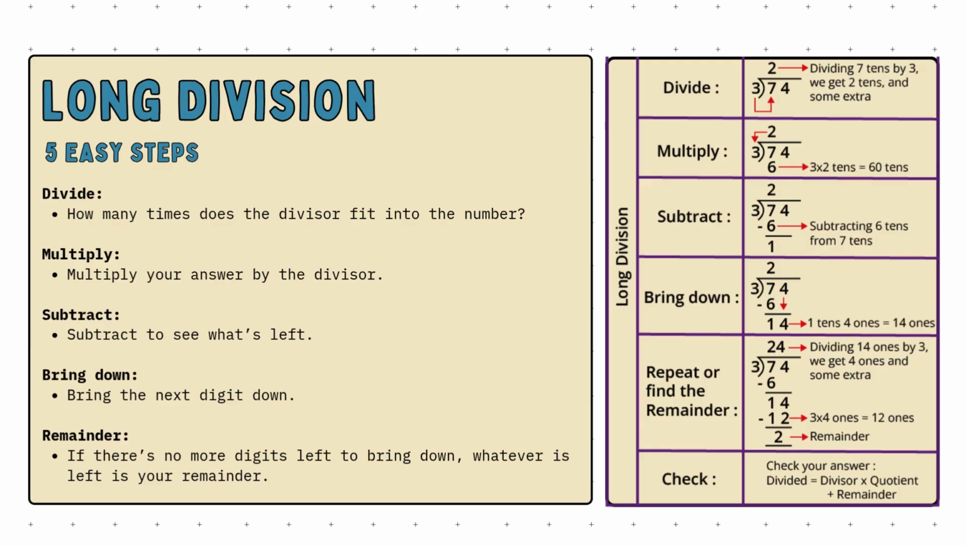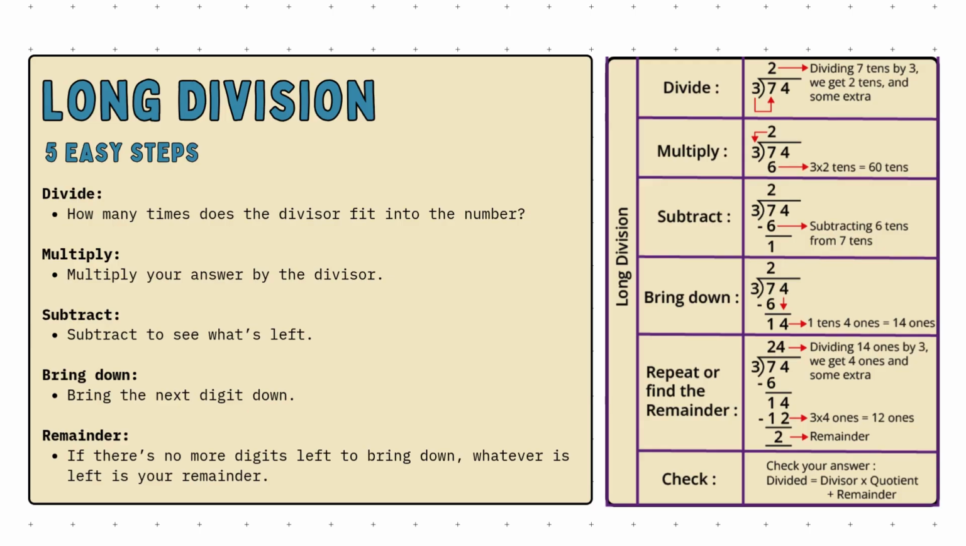Let's review the 5 steps again. Number 1, divide. How many times does the divisor fit into the number? Number 2, multiply. Multiply your answer by the divisor. Subtract. Subtract to see what's left. Bring down. Bring the next digit down. Remainder. If there are no more digits left to bring down, whatever is left is your remainder. And that's how it works.